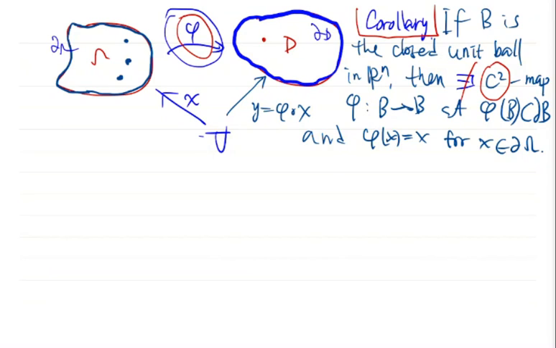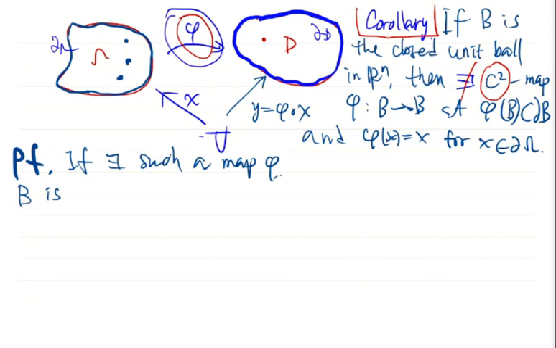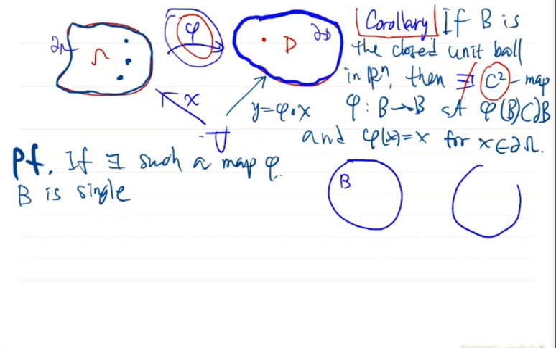Now let's have a look. Before proving our theorem, let's see how it gives us this important corollary, because this corollary implies the Brouwer fixed point theorem. Okay, so the proof: if there is such a map phi, then what happens? We see that B, the ball, as we know, is simple. This is B. This is a copy of B.